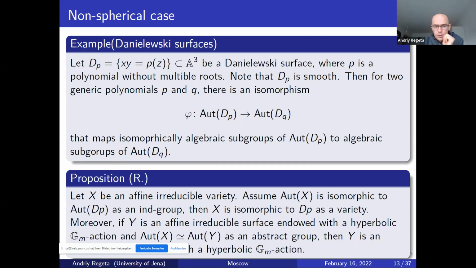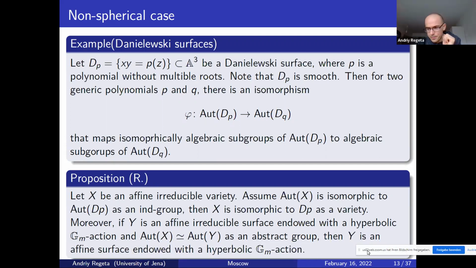Actually, in this paper, I prove more. If Y is an affine irreducible surface endowed with a hyperbolic G_m action, and Aut(X) is isomorphic to Aut(Y) as an abstract group, just as an abstract group, then X is again an affine surface endowed with a hyperbolic G_m action. So it says that hyperbolicity is preserved. Note that it's not a typo.